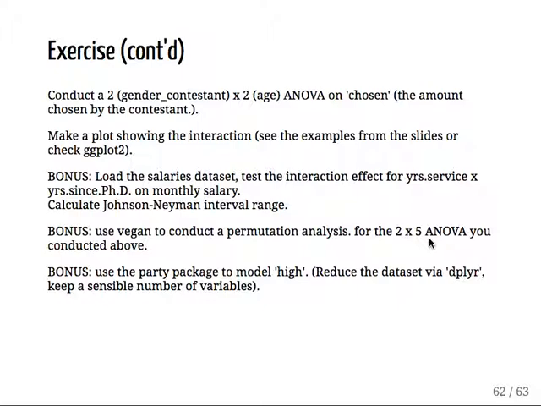And then as a bonus, you can play further with the salaries data set. You can test the interaction effect of years of service times years since PhD. Do this Johnson-Neyman interval range that I've shown you. You can use vegan to do this permutation test, which I've shown you. And you can use party to model height in this data set from The Chase. Again, don't worry too much about the bonus things. This is really to challenge you if you feel that you're sailing through everything.